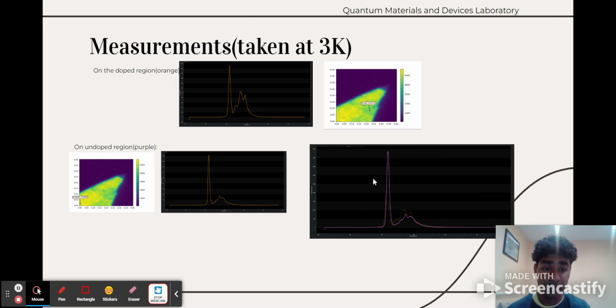From the purple and the orange, the purple being the undoped region of this tungsten diselenide and the orange being the doped region, you could see a drop in the exciton peak, which shows us that there's doping involved in this region, as there are more holes being formed, so there are more trions, and the exciton number is being limited in our doped region.